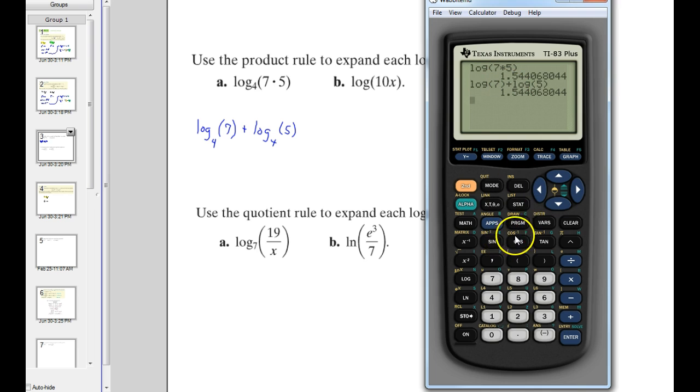Now, do not confuse it with this being a plus. If I had log of 7 plus 5, and then I typed in the log of 7 plus the log of 5, they're not the same. Okay, this product rule only works when the original input had multiplication. We can switch that to addition. We can't switch addition in the parentheses to addition of the logs.